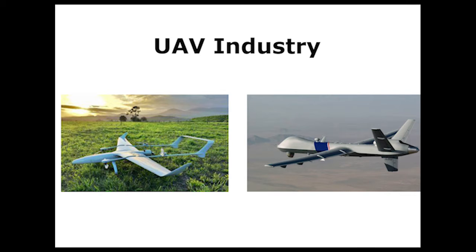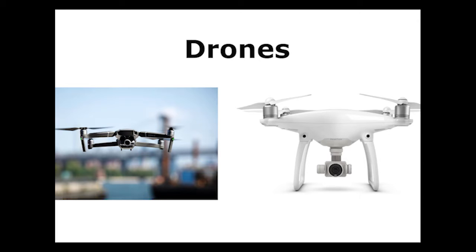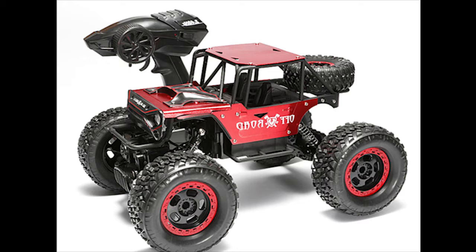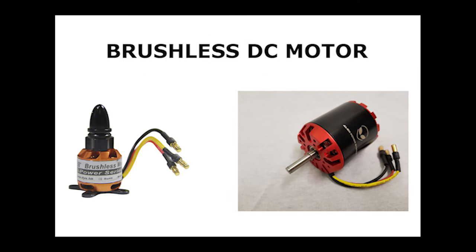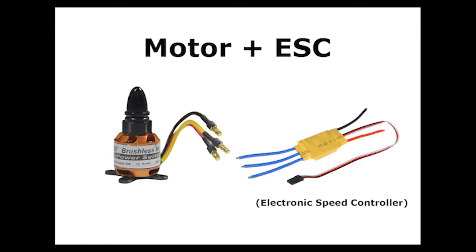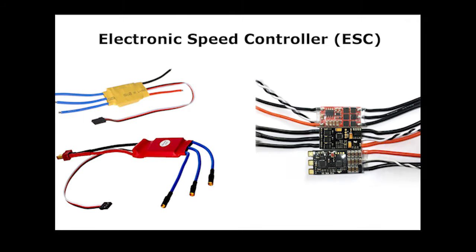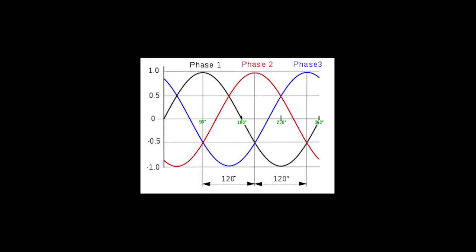These motors are used in UAV industries, that is, these motors are used in remotely controlled drones. These motors are different from the other motors used in RC toys, that is, the brushless DC motor. A brushless DC motor or a BLDC is a synchronous motor powered by direct current via a switching power supply, or you can call it an electronic speed controller, that is, an ESC. An ESC provides three-phase alternating current to the motor based on the input provided by the user.